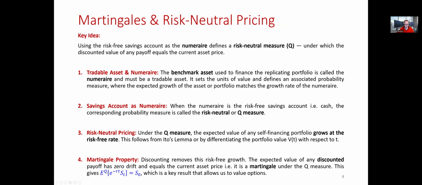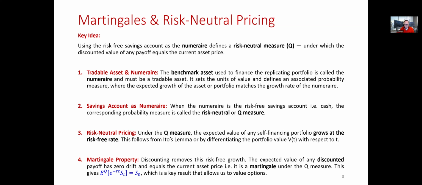So this means that when we're using cash as the benchmark asset or the numeraire, the discounted future value of the stock is equal to its current value, and that's a key result that allows us to value options. Knowing this formula allows us to work out the probability of an uptick in the stock price or a downtick in the stock price. And once we have those risk neutral probabilities, we can then price the options. So that's the missing component that we need later on for pricing and valuing our options.